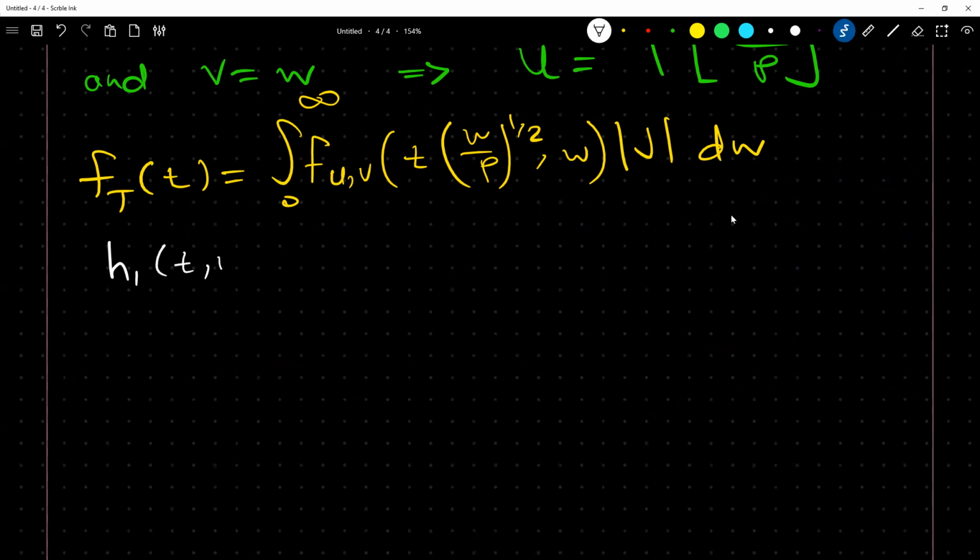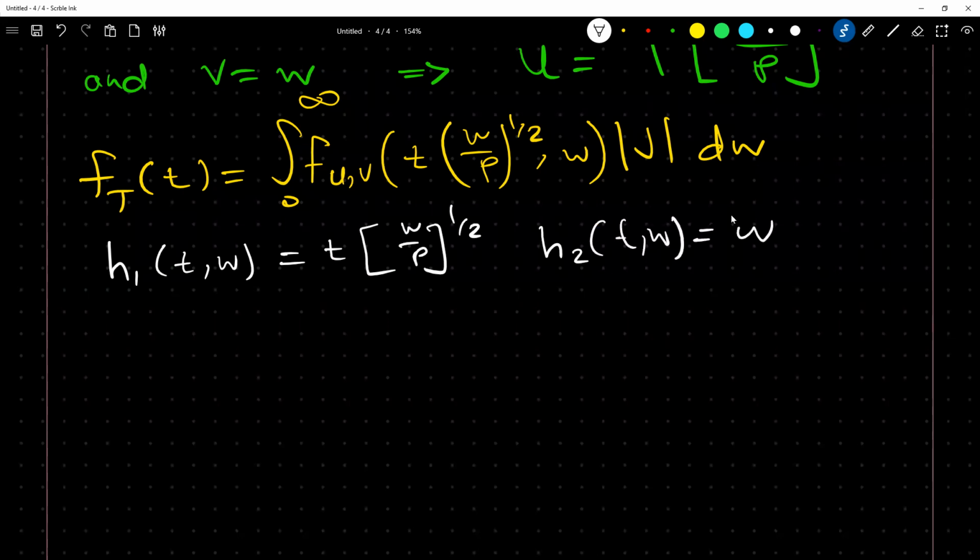So I said H1 of T,W equals T times the square root of W over P. And I said H2 of T,W equals W. Now my Jacobian, I want to find the determinant of this matrix, which looks like this.